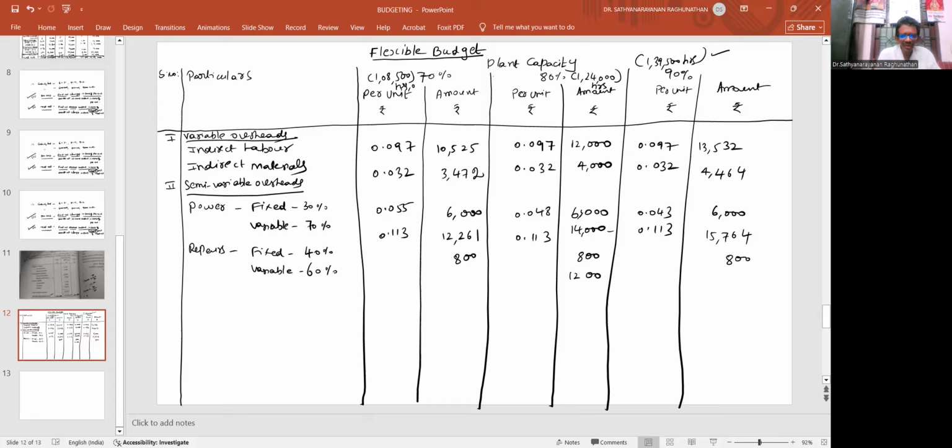Now we calculate the per unit. That is 800 divided by 1,08,500. 0.007.